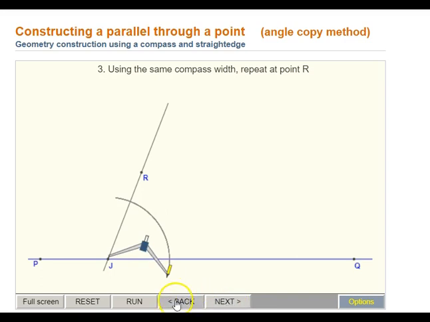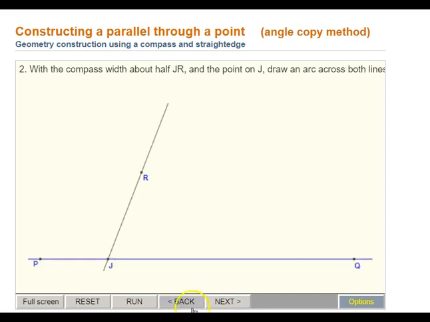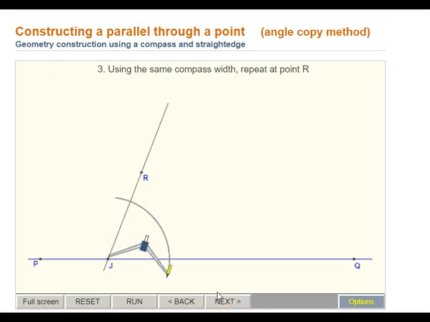So let me show that again. Draw a line through R, intersecting PQ, label it J, and then put your point on J, have it set more than halfway between J and R, and strike an arc that intersects both JR and PQ.